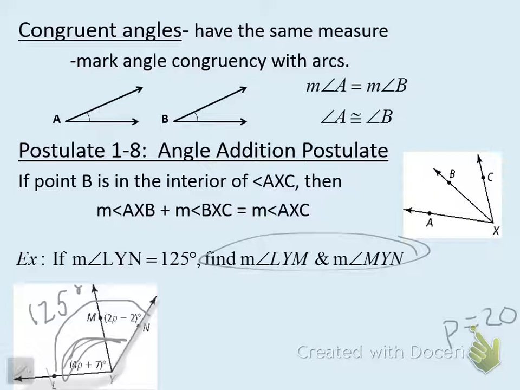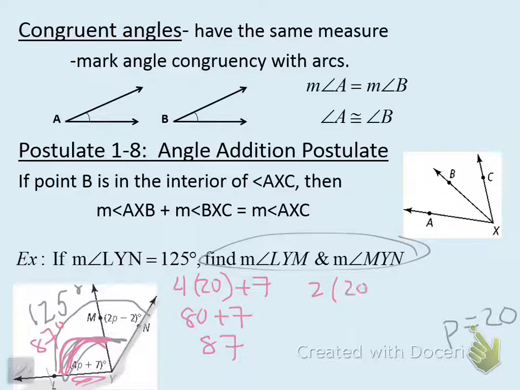So let's take the measure of angle LYM. So let's substitute p in. So p is 20, plus 7. Okay? So 4 times 20 is 80. So 87. Okay? So this angle right here, because we substituted p in for this equation right here, that angle equals 87 degrees.